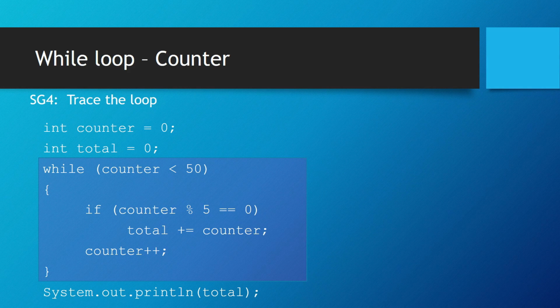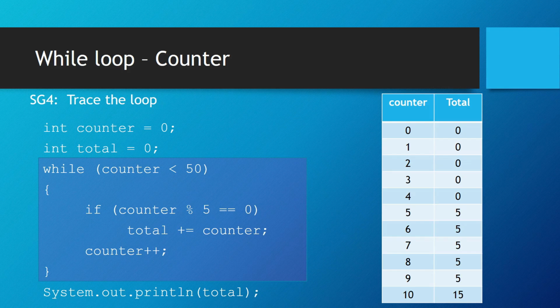In this case, we want to trace the values for counter and total. We make a list for what the values of counter will be. We can see that it starts at 0, and in the last statement of the loop, it is incremented by 1. Every time we go through the loop, it determines whether counter is evenly divisible by 5: counter mod 5 is equal to 0. If it is, then the value in counter is added to the value in total.